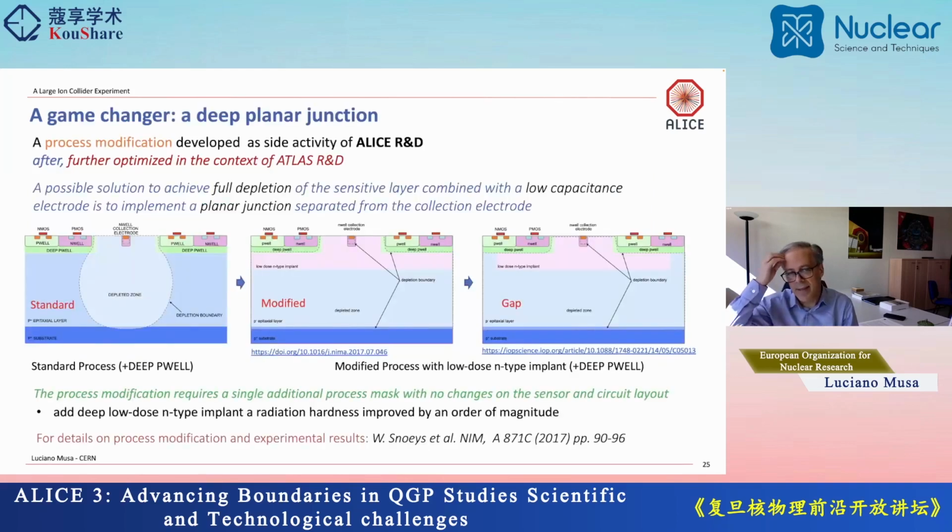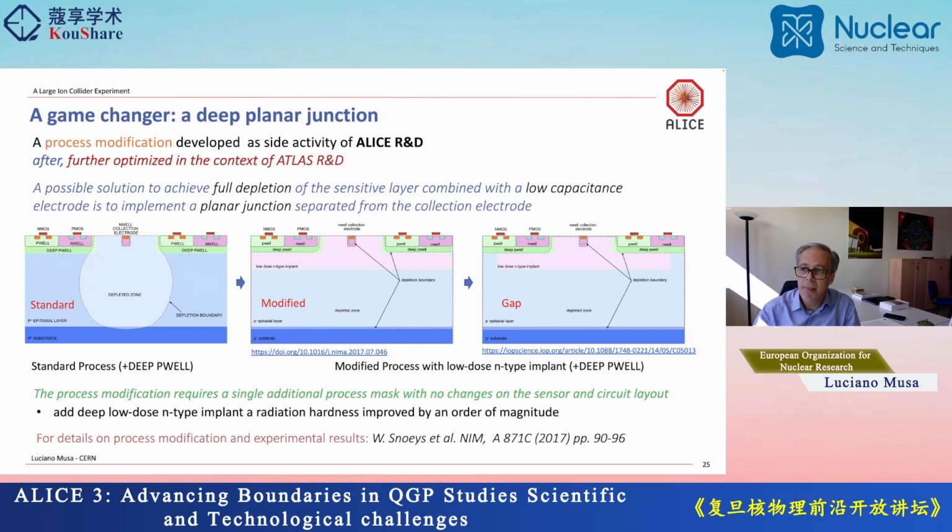I think I can skip this slide. I've tried to put a few explanations on how one can achieve a fully depleted layer. We started with partially depleted detectors, which work perfectly well. They have a very large charge collection efficiency, very high spatial resolution.